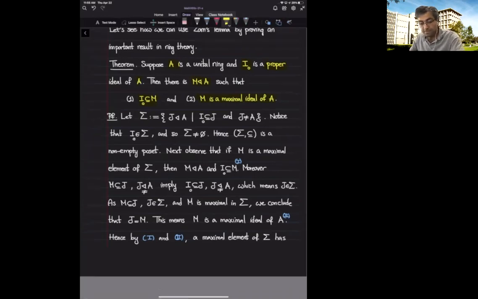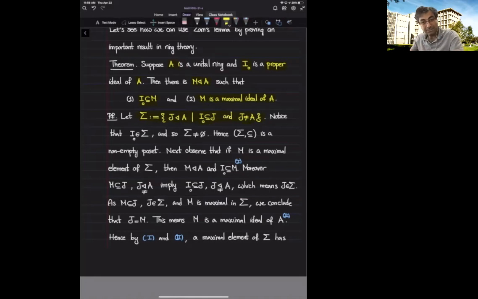Let's start with defining a poset. So what is the poset? I consider all the ideals of A that contain I naught, but they are proper. First thing that we have to notice is that this set is non-empty. So often when we want to use Zorn's lemma, that's the first thing that we need to check. We have to make sure that the poset that we are working with is a non-empty poset.